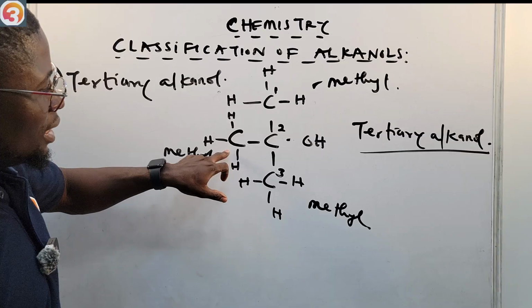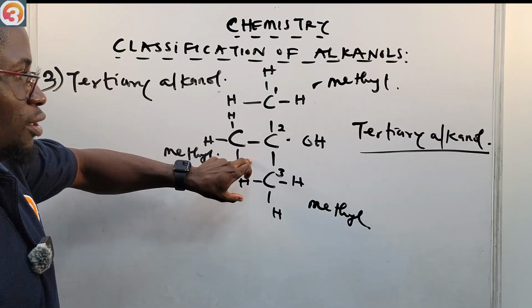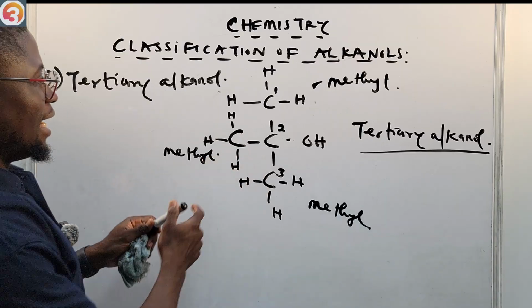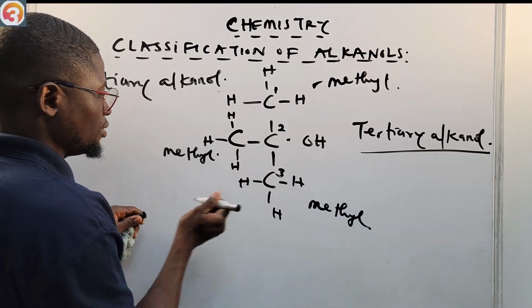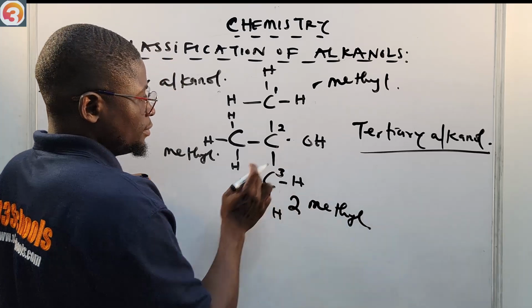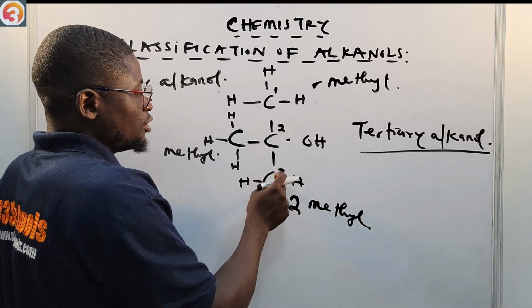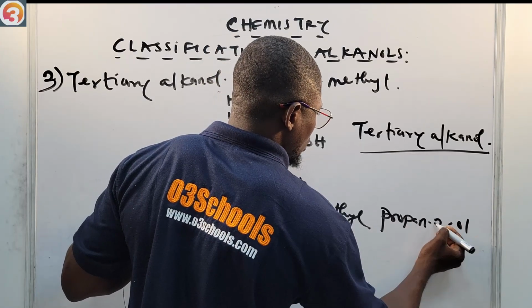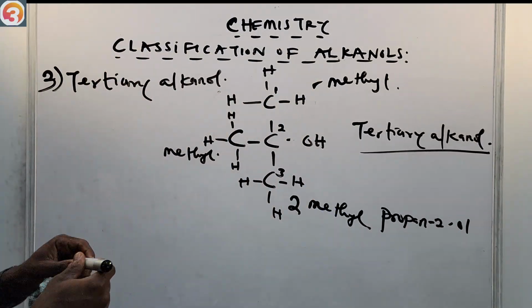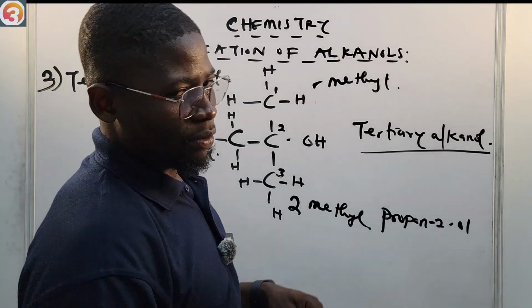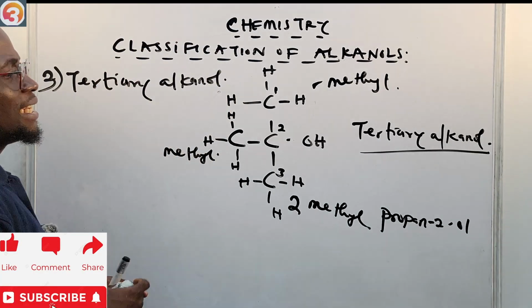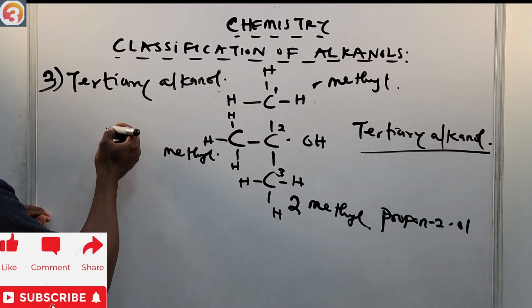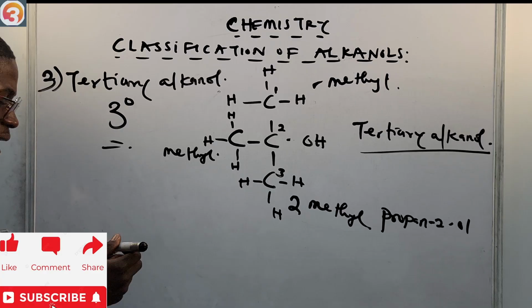That means this one will not be in the chain. This methyl group will be a substituent because it is not in our chain of carbon atoms, and it is on the second carbon. So it becomes 2-methyl. For 3 carbon atoms, the prefix is prop, so propan-2-ol. That will be the name of this compound. We'll talk about the nomenclature of alkanols in a moment. That's how we identify primary, secondary and tertiary alkanols. This one is called a 3-degree alkanol.